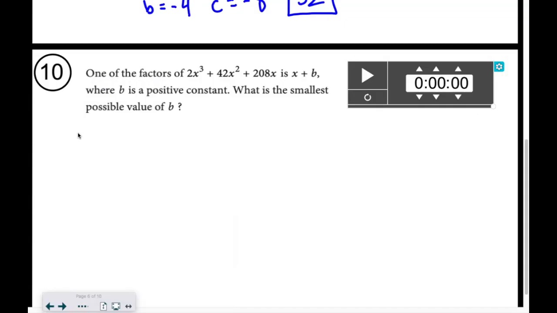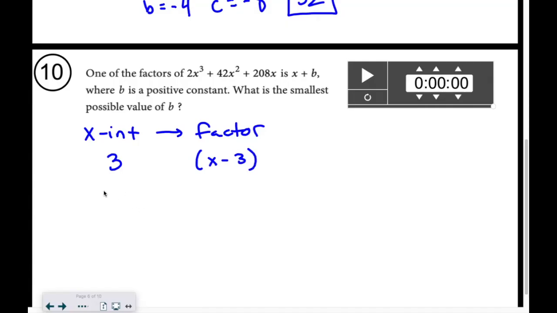The idea is Desmos is going to give us a graph, right? Well, we need to understand the relationship between an x-intercept and a factor. Basically, whatever the factor is, when you set it equal to 0 and solve, that gives you the x-intercept. So for an example not related to this, if you had an x-intercept of 3, your factor would be x minus 3. If you had an x-intercept of negative 5, then your factor would be x plus 5.